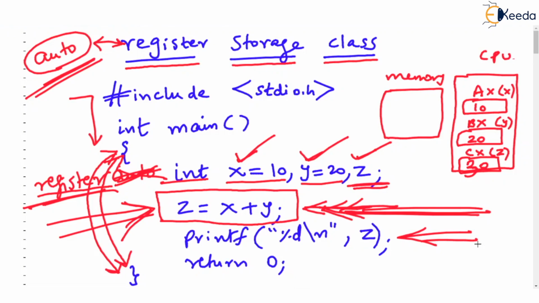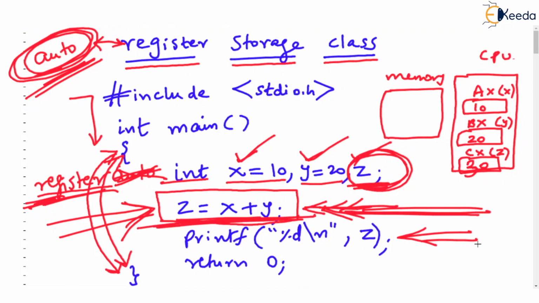Second property is that you remember whenever we had auto variables and if we did not initialize them, then at that point of time, those variables stored garbage value. Same will happen with register storage class also. Notice this Z, variable Z, is not initialized yet. Of course, later on, it will become 30 due to this statement, because 10 plus 20 and 30 is stored in Z. But at this moment, Z will store garbage value.